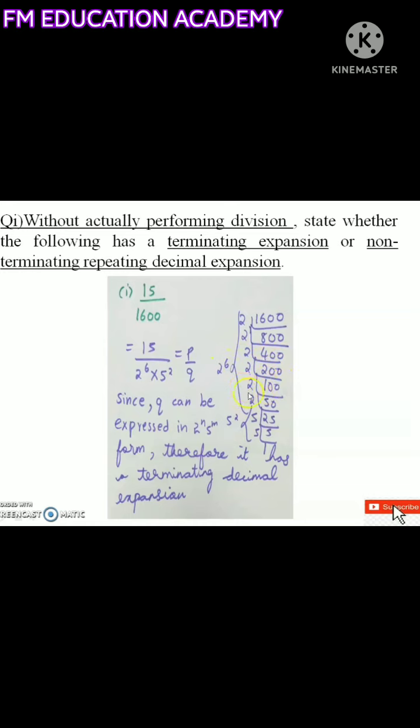So I'm having 2 power 6 here and here I'm having 5 square. So this 1600 can be written in the form of 2 power 6 into 5 square. My theorem is whenever the denominator can be expressed in the form of 2 power n into 5 power m, then the decimal expansion is terminating. Okay. So since it is 2 power n into 5 power m, the decimal expansion is terminating.